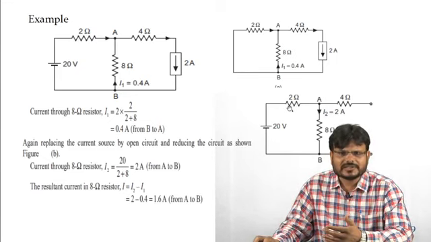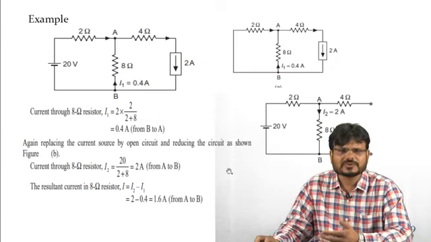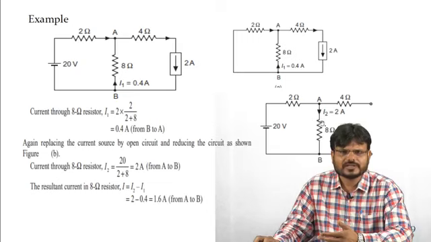So what will be the current flowing through this 8 ohm resistance? I2 is equal to this 20 volt divided by the summation of the resistances of these two branches, that means 8 plus 2. So I2 is equal to what? 20 upon 2 plus 8. So 20 upon 10 is 2 ampere, and this current is flowing from A to B.